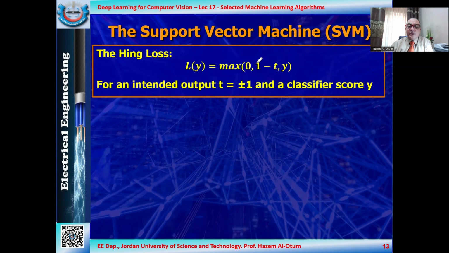We now apply 1 minus t. According to this, we get a value. So we have a 0 and 1 minus t, and the y value that is obtained as the classifier score output. This classifier score can be embedded here, and we find the loss accordingly.